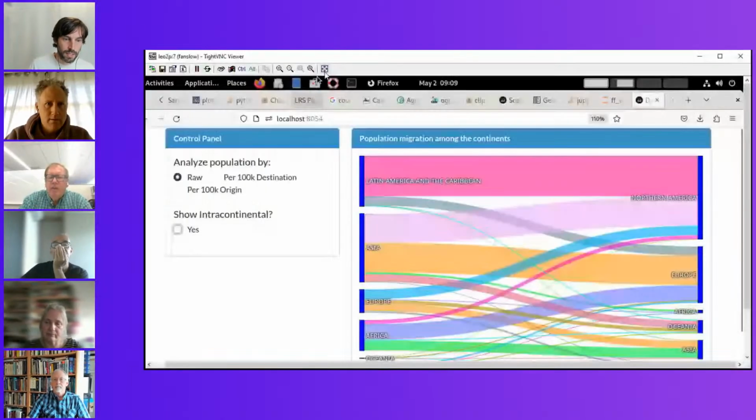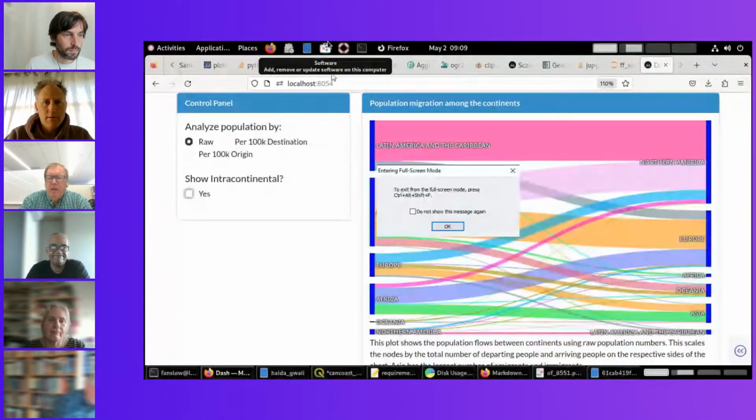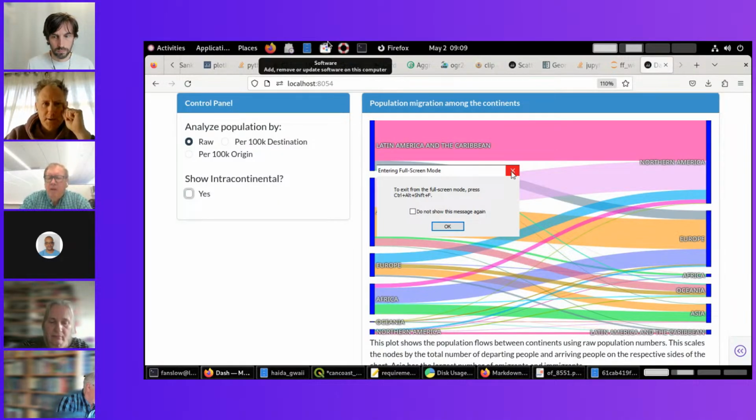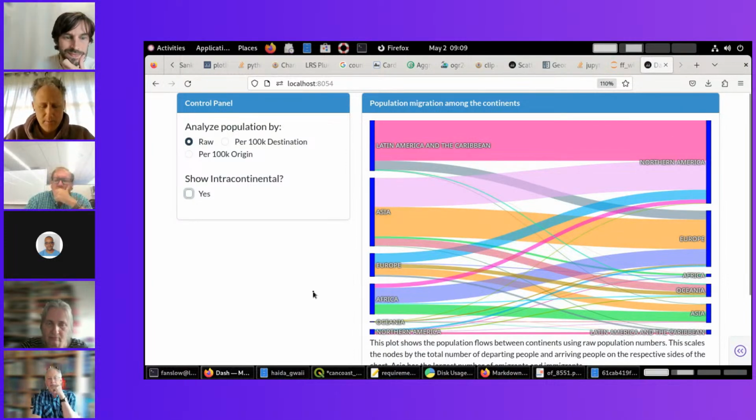Okay, can you see a Sankey diagram there? Okay, there we go. Yeah, so I made a Sankey diagram. I figured I'd just zero in on the continents. I mainly just wanted to have a chance to play around with making a Sankey diagram and figuring out how they work.